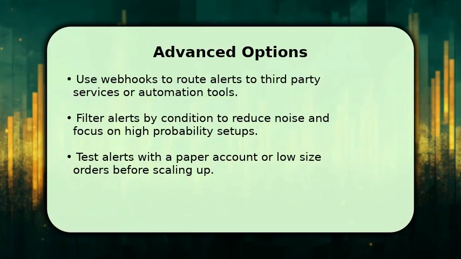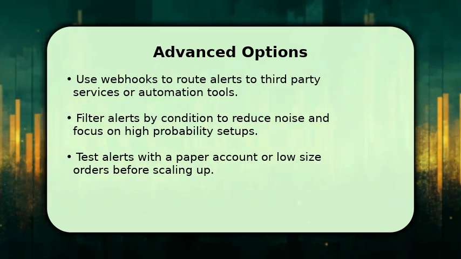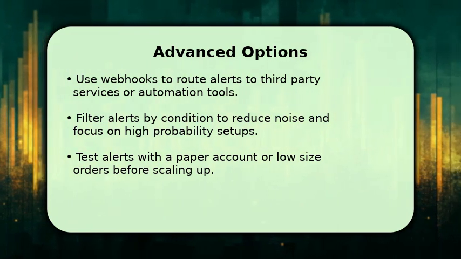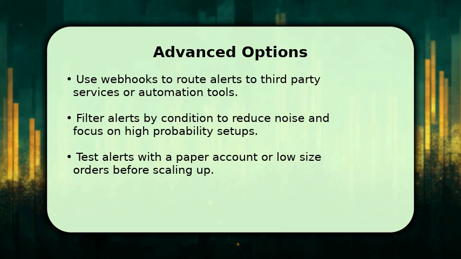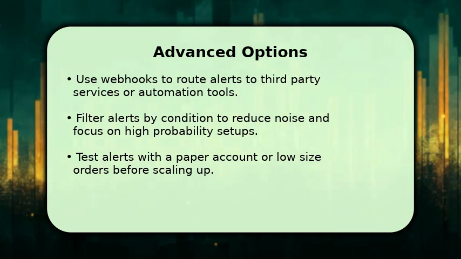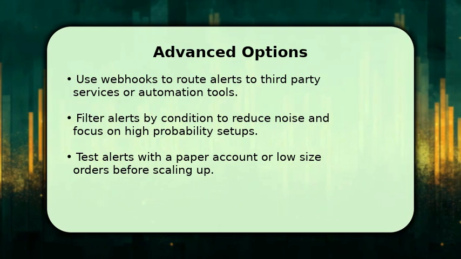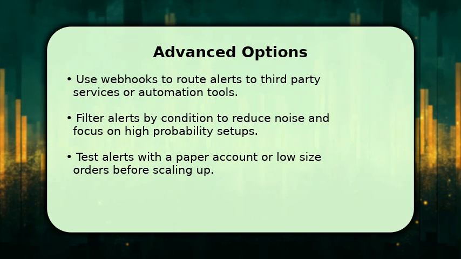For more control, use webhook URLs to forward TradingView alerts to automation platforms or trading bots, letting you execute orders or log signals automatically. Refine your alert conditions to reduce noise so only high-probability setups trigger a push. Always test new alerts with a paper account or very small positions first to verify logic and timing before applying them to live trades.